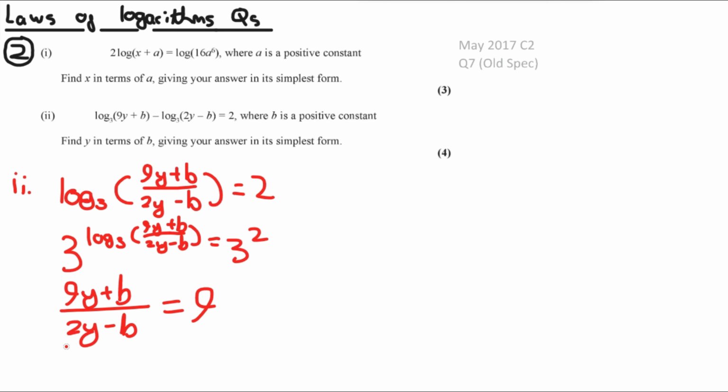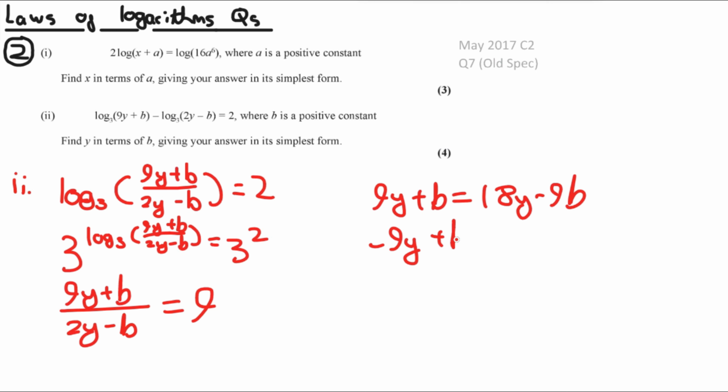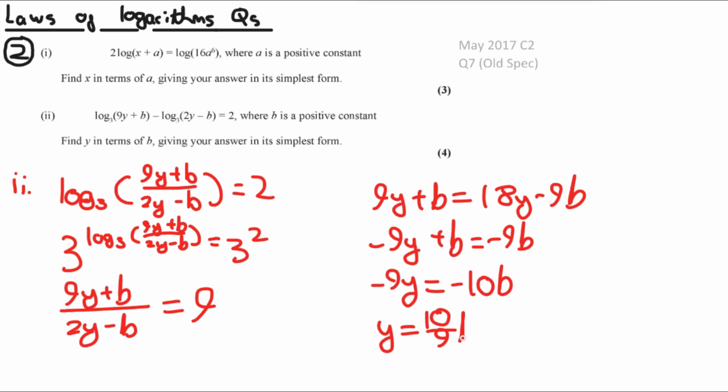This is just equal to (9y plus b) over (2y minus b), and this is equal to 3 squared, which is 9. And then what we're going to do is we're going to times both sides by 2y minus b to get 9y plus b is equal to 18y minus 9b, and then we need to make y the subject, sorry. So I'm going to move the 18y onto this side to do minus 9y plus b is equal to minus 9b, and then put the b onto this side to do minus 9y is equal to minus 10b, and then I'm going to divide both sides by minus 9 to get y is equal to 10 over 9 b. And that's the final answer. y is equal to 10 over 9 b.